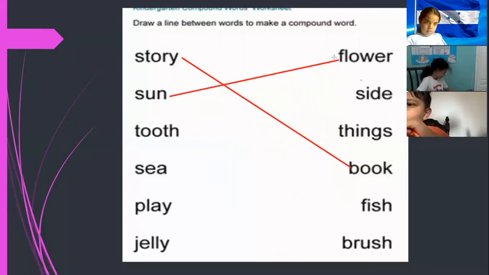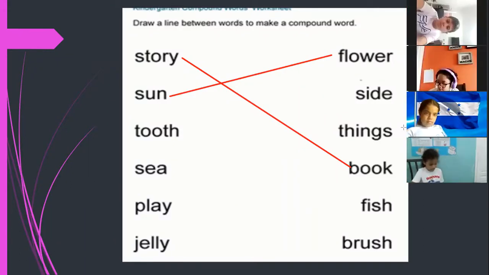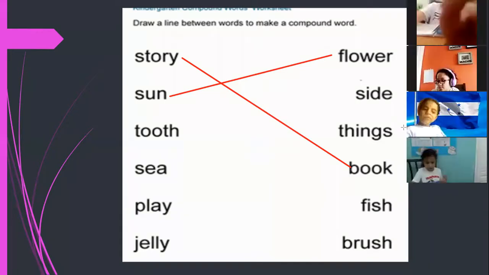Sunflower. Yes, sunflower. Alan, why did you turn on your camera? If your camera is off, it means you are not in your chair. It's because you're moving. Diego, don't play with the camera, please.